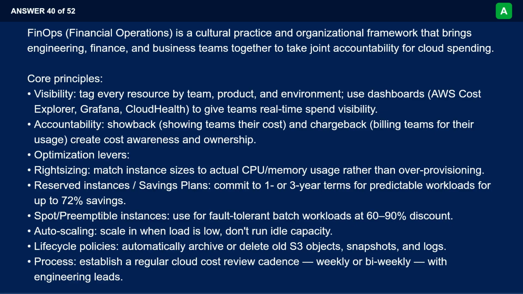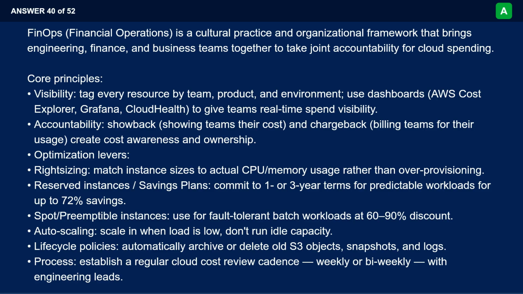Core principles: visibility. Tag every resource by team, product, and environment. Use dashboards, AWS Cost Explorer, Grafana, CloudHealth, to give teams real-time spend visibility. Accountability: showback, showing teams their cost, and chargeback, billing teams for their usage. Create cost awareness and ownership.